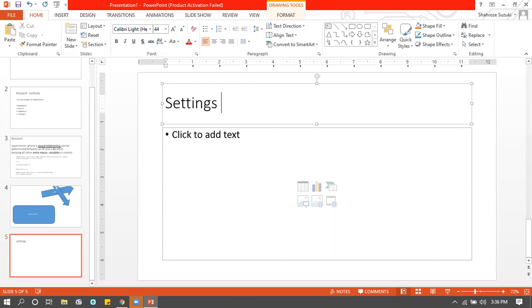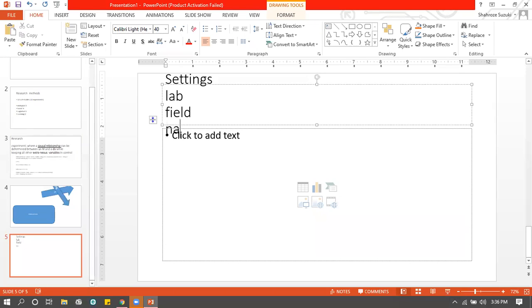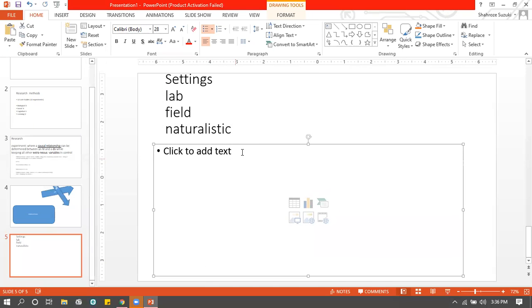Settings. So in psychology, we conduct experiments in various settings. Sometimes we're going to conduct our experiments in a lab. Sometimes we're going to conduct our experiments in a naturalistic environment, such as a shopping mall or a park. So there's a field experiment and there's a naturalistic experiment. So there are three specific types of setting where our experiments are going to be conducted, and every setting has its own weakness and its own strength.